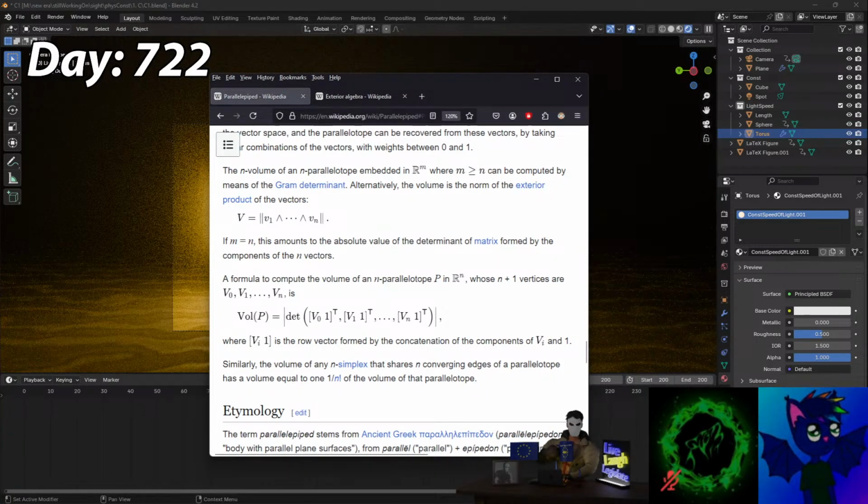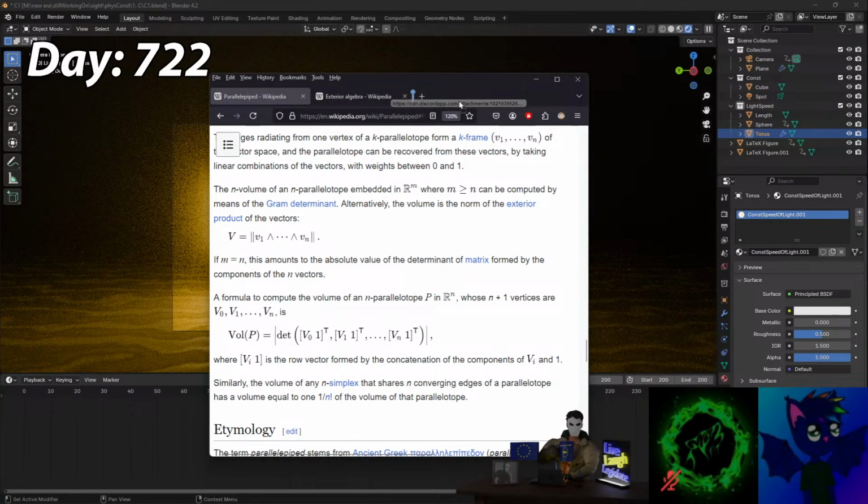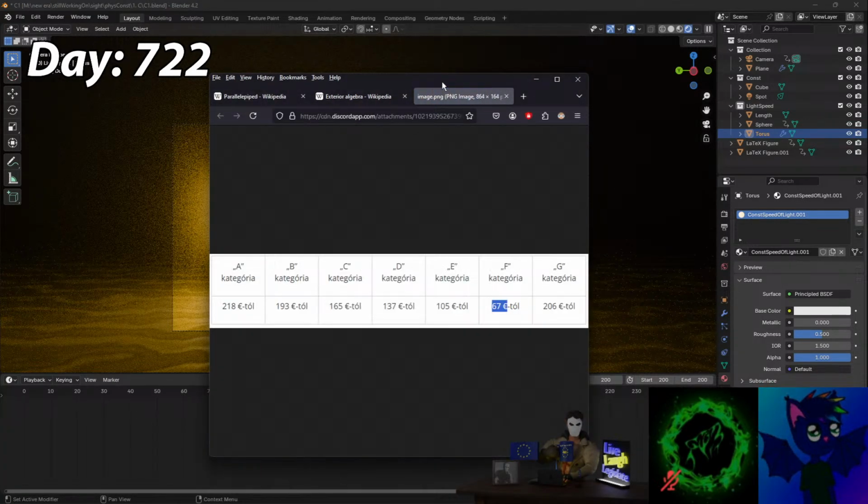Hey kids, let's play a game. The game will be called Guess Which Category is for Eastern European Countries. Which is just half or a third of the price of the rest of it.